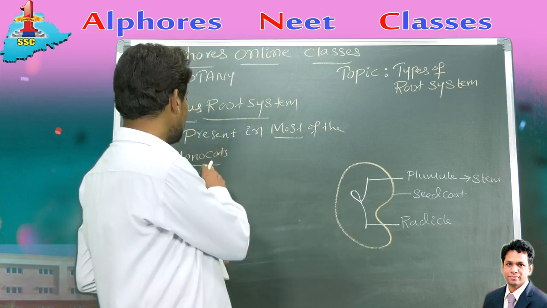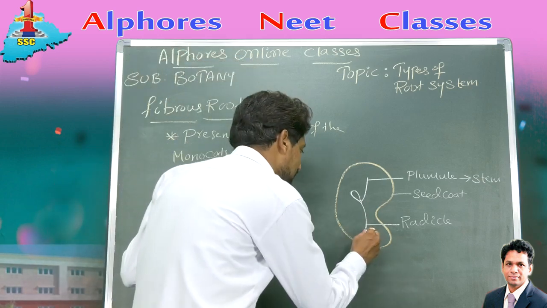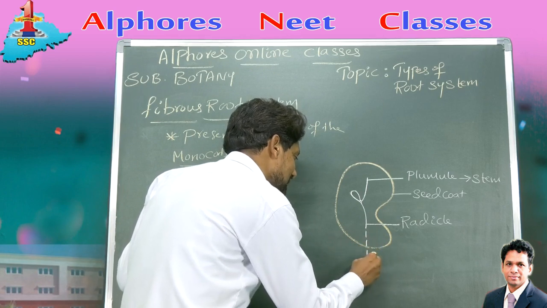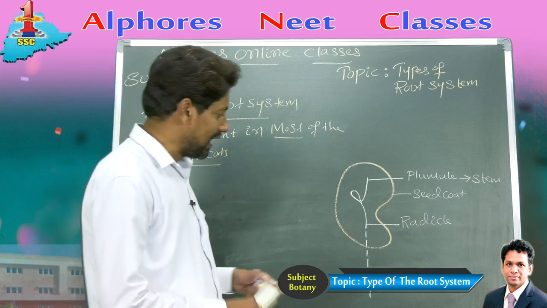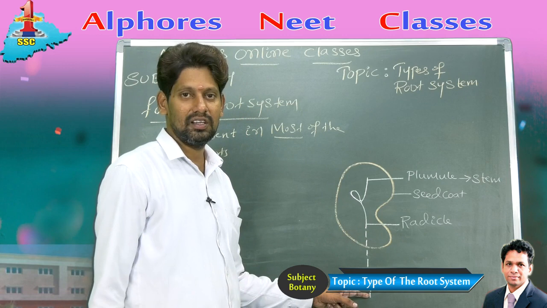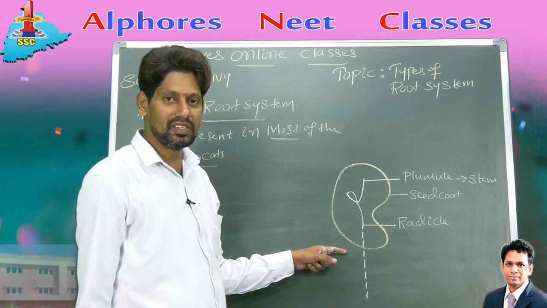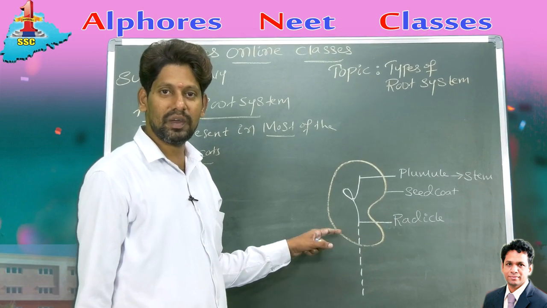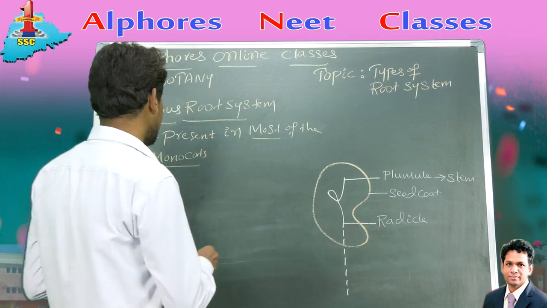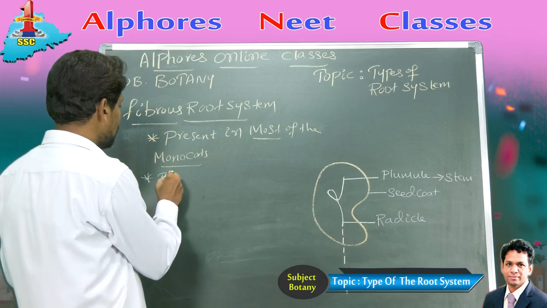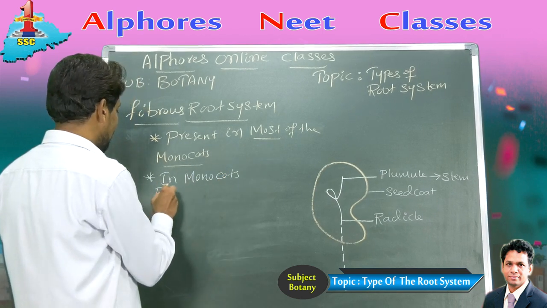Now, we are discussing monocots. In case of monocots, this radicle is short-lived. It means the lifespan of the radicle is less. So, the radicle disintegrates in early stages. So, can we call radicle ephemeral? Yes, because ephemeral means having a short lifespan. In monocots, the radicle lifespan is short.